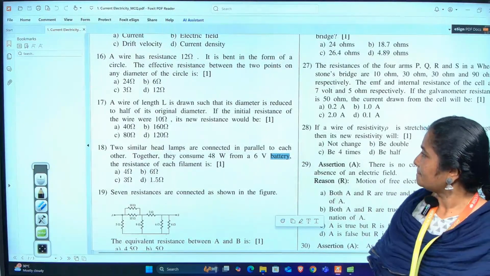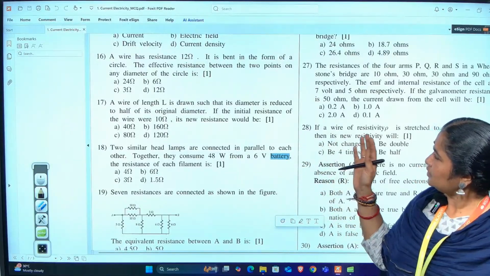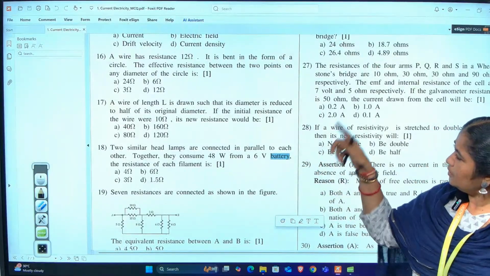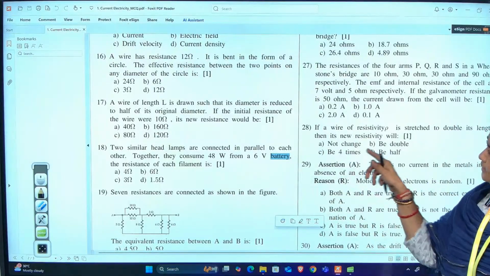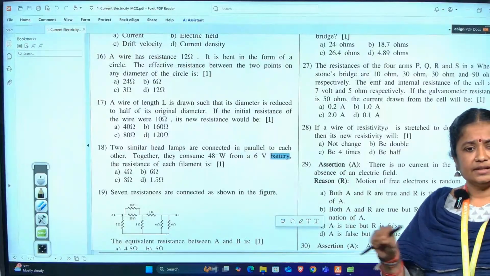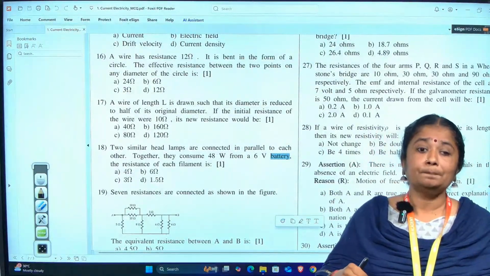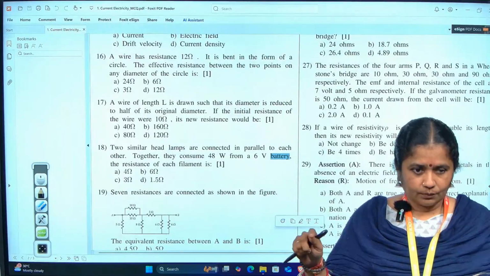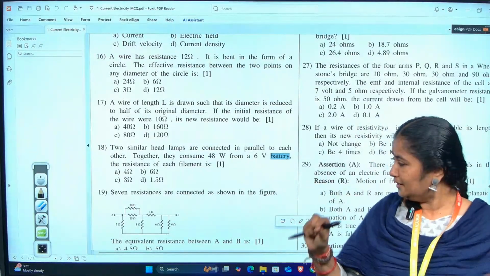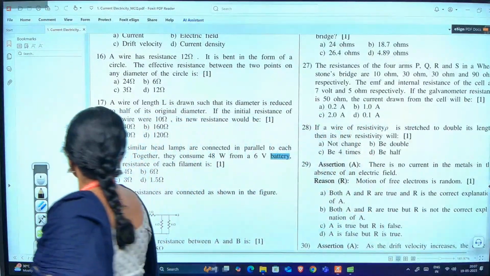Now, a wire has a resistance 12 ohms, it is bent in the form of a circle. The effective resistance between the 2 points on any diameter of the circle is, it is effectively like cutting the wire into 2 pieces and then joining it in parallel. இருக்கிற 12 ohms circle பண்ணிட்டு, between the ends they have asked to calculate the resistance.